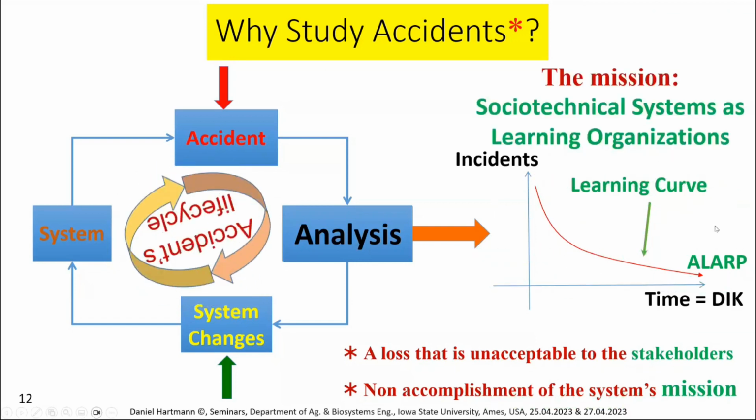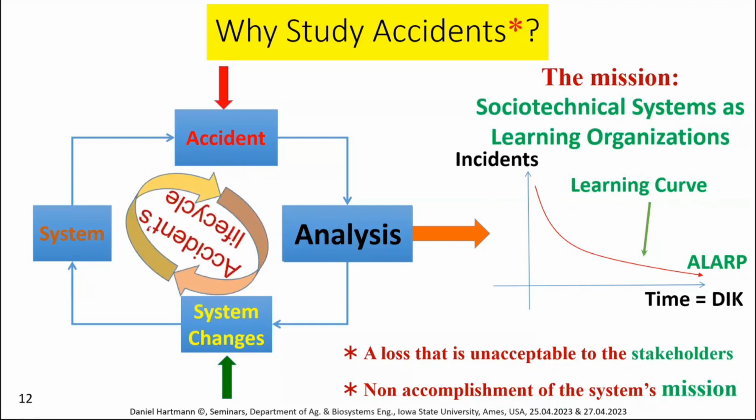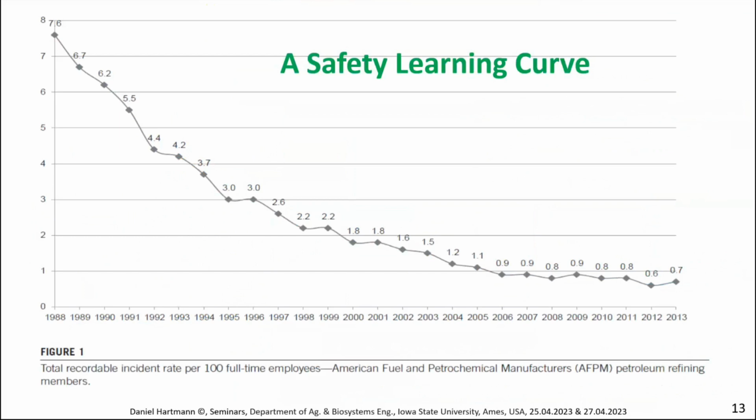So my mission as a safety academic or professional is to generate a socio-technical system as a learning organization. If we learn from our mistakes, accidents, and disasters, then we are a better organization or better system, and we can see it in data. I looked on the internet, and you can see here a very nice safety learning curve in a petrochemical manufacturer, some parameters, and they go down. It means that the system learns from its own mistakes and is getting better and better. Is it enough?